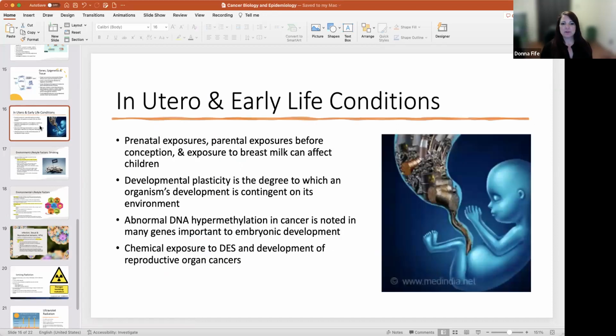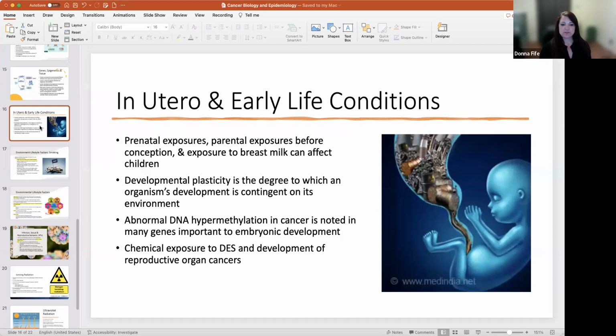In utero and early life conditions can expose babies to types of cancer or risks for cancer. Prenatal exposures, parental exposures before conception can contribute, and exposure to breast milk can affect children as well. Developmental plasticity is the degree to which an organism's development is contingent on its own environment. There's abnormal DNA hypermethylation in cancer, and it's noted in many genes important to embryonic development.